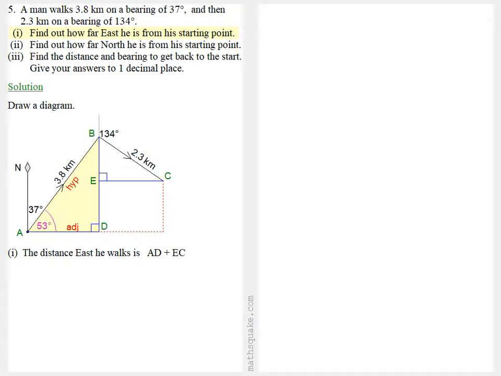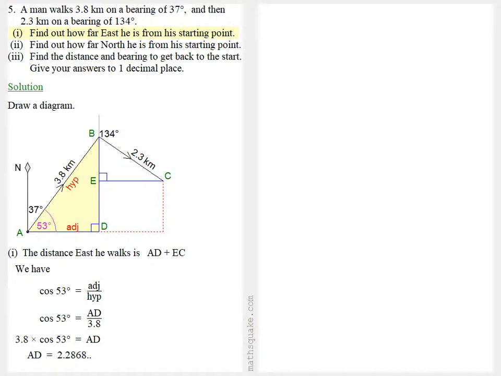So we've got the adjacent and the hypotenuse, and we know the cosine of the angle is the adjacent over the hypotenuse. So cosine of 53 is AD over 3.8. If we multiply both sides by 3.8, we get 3.8 times the cosine of 53 is equal to AD. And if we type that into the calculator, we get AD is equal to 2.2868.